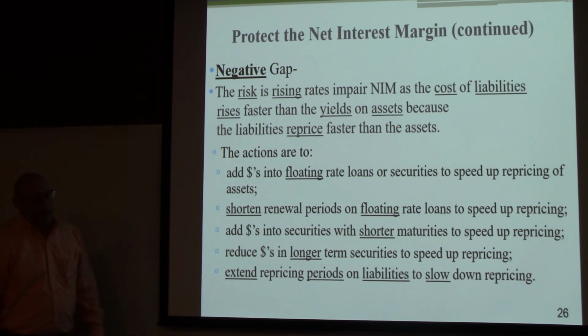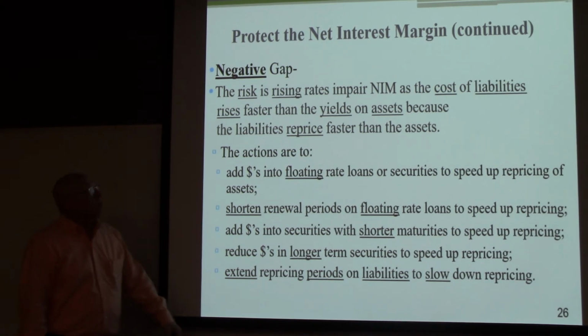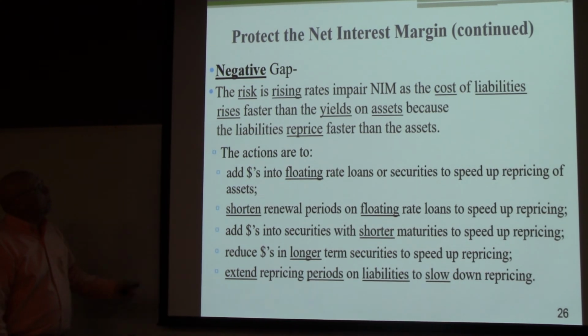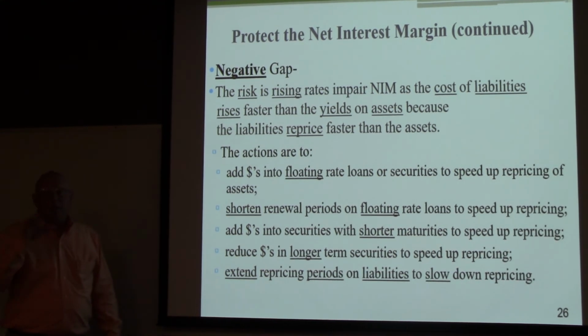Now with a negative gap. The risk is that rising rates impair the net interest margin as the cost of liabilities rises faster than the yields on assets because the liabilities reprice faster than the assets. So if market rates go up, you have to pay a higher yield on your deposits. But your assets won't reprice, they're still locked in at the lower rate. Bam, there goes your margin.